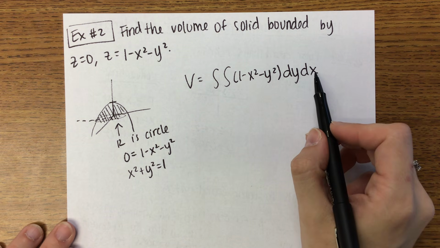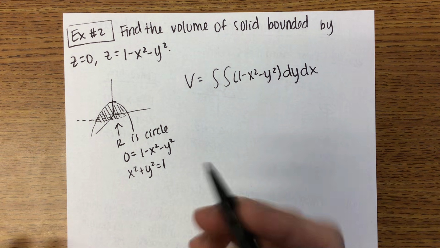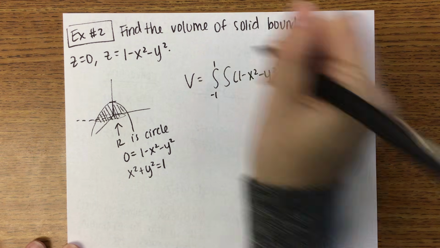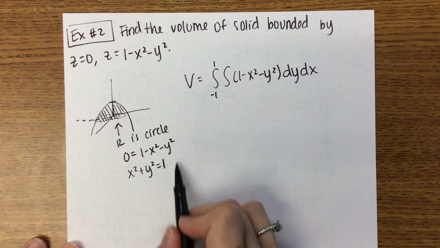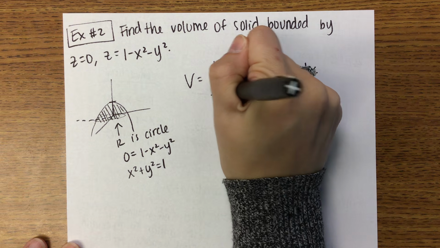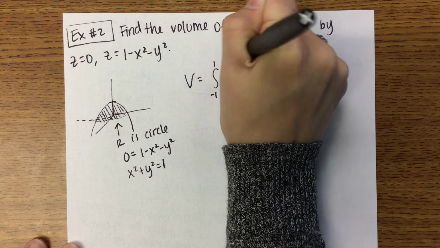Bounds for x. Anyone? Come on, guys. Lowest value for x, highest value for x. Negative 1 to 1. To find the bounds for y, you're going to have to solve for y here. So you'll get negative the square root of 1 minus x squared to positive the square root of 1 minus x squared.